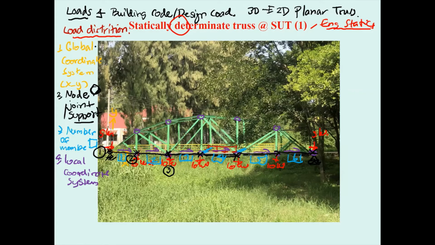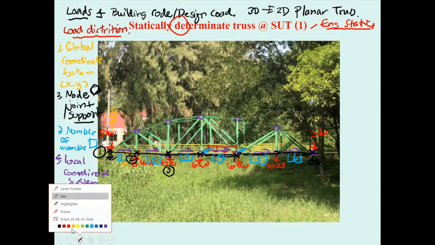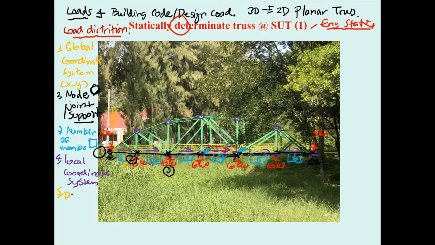The global coordinate is the coordinate for the whole task. The local coordinate is the coordinate for the member. Okay, and the last one you're going to put is number 5. For number 5, we are going to talk about the degree of freedom. Usually, every node has 2 degrees of freedom. It's going to be the horizontal displacement and the vertical displacement.